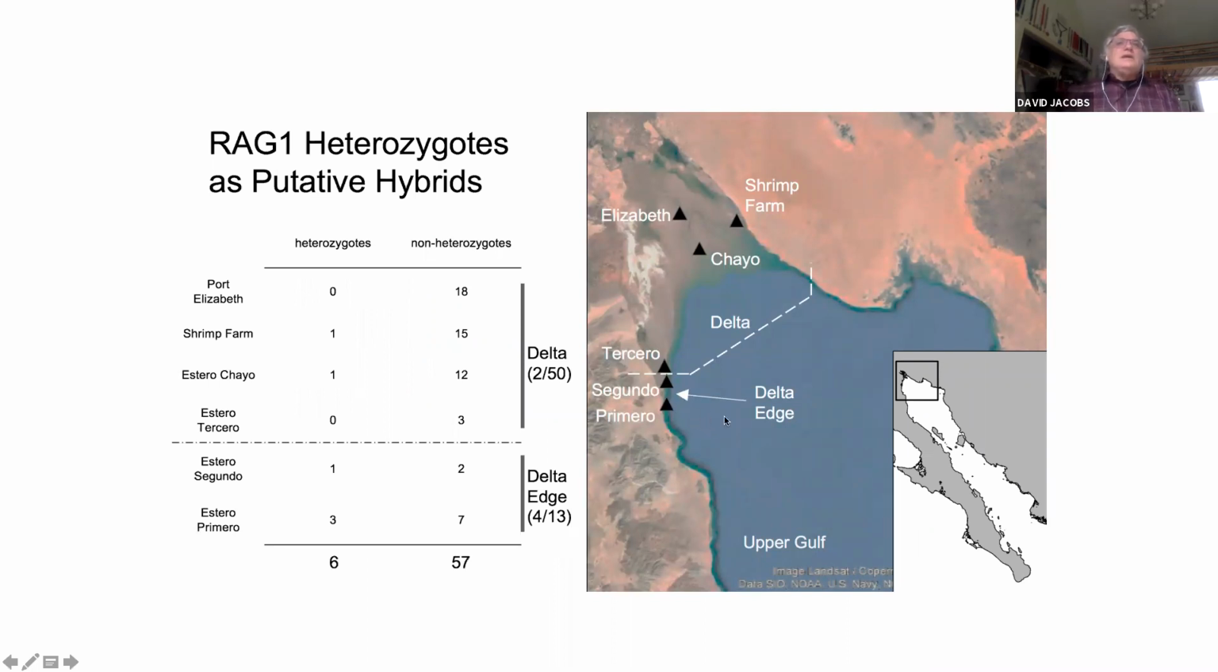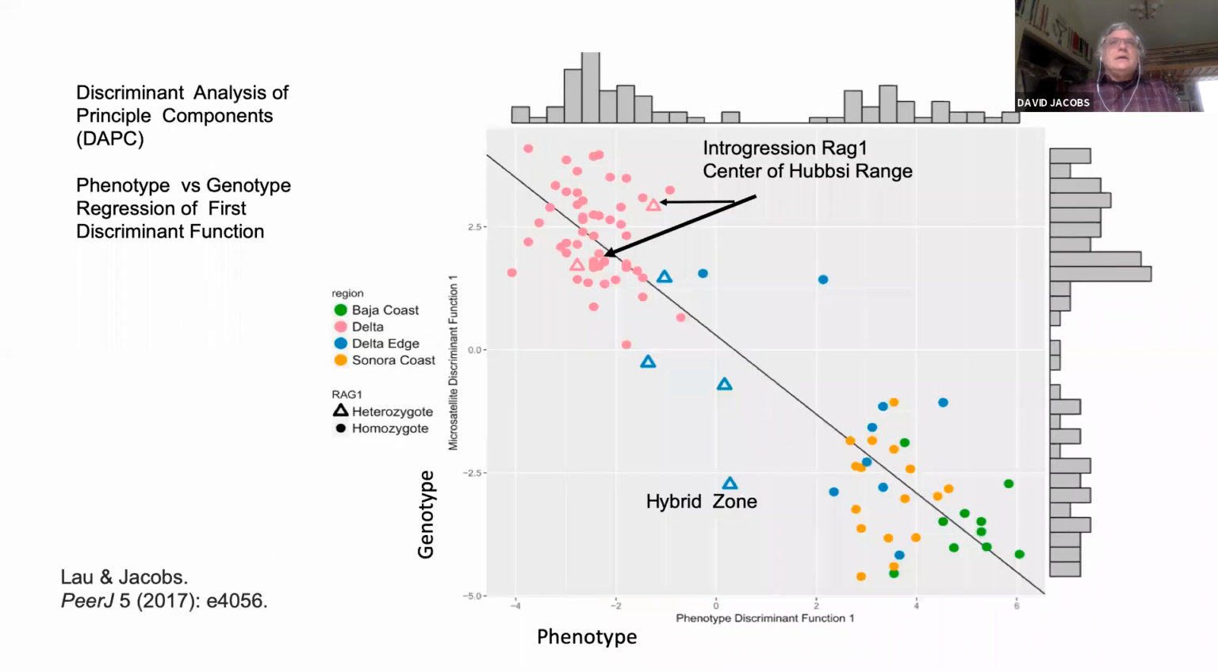So just to summarize these data, if we have genotype as represented by the microsatellites and phenotype as represented by the morphology using this approach here, we can see that we have these two major groups, the species in the Delta, the Delta endemic, and the more widespread species from all around the Gulf. And what we also find is that there's a number of hybrids, or heterozygotes, from the Delta edge, and those are intermediate in morphology and genotype otherwise.